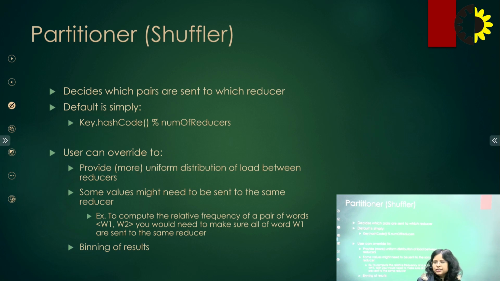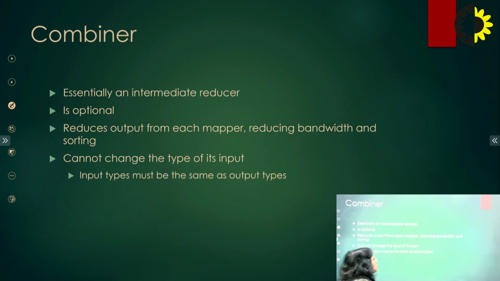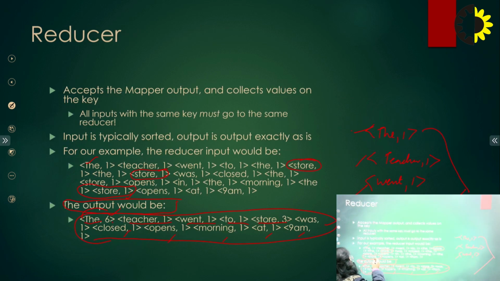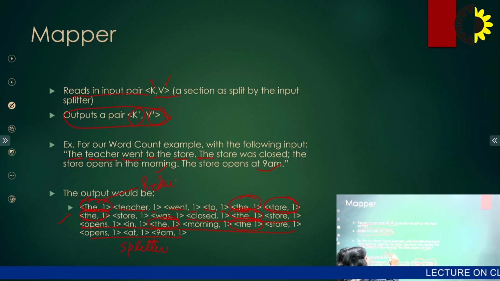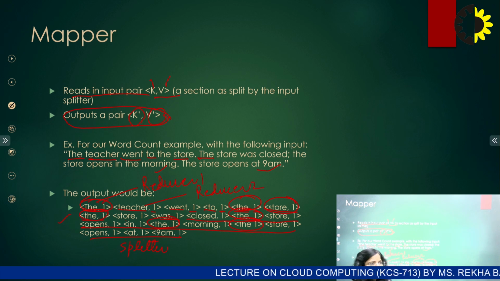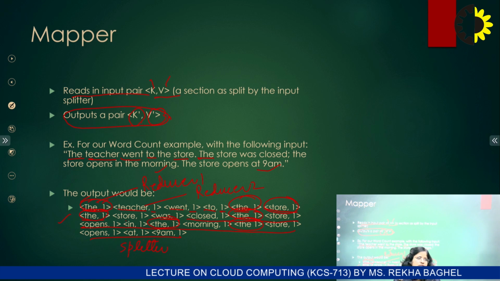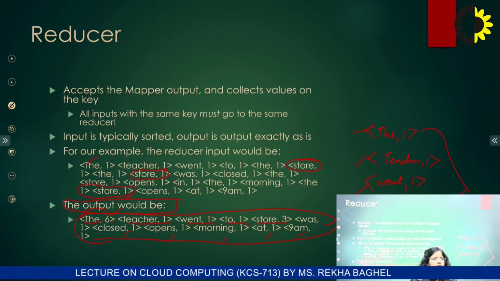Partitioner or shuffler. The partitioner or shuffler decides which pair is sent to which reducer. So here the task of the shuffler is to decide which pair goes to which reducer. Meaning this split is assigned to reducer 1, this is assigned to reducer 2. So which split is assigned to which reducer is the task of the partitioner or shuffler.